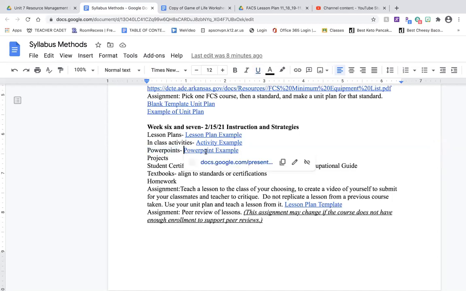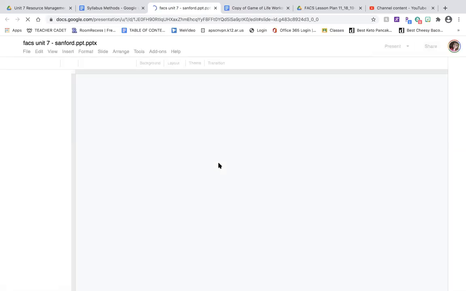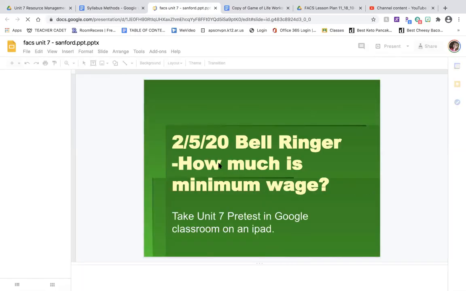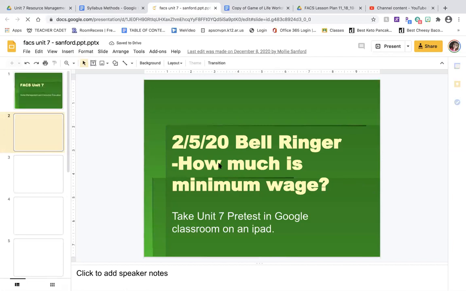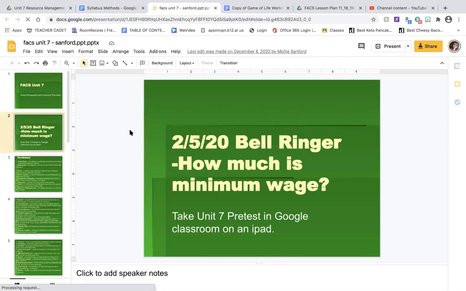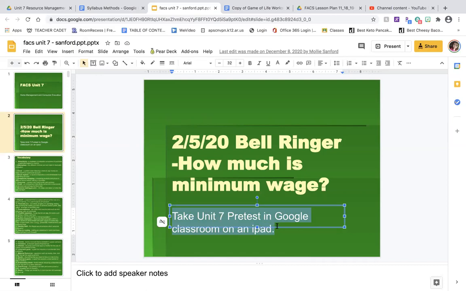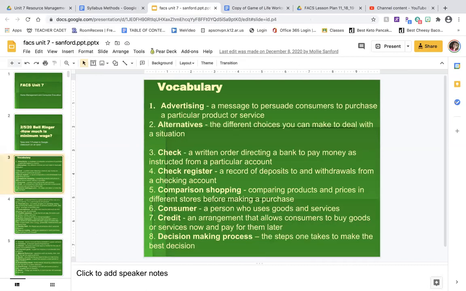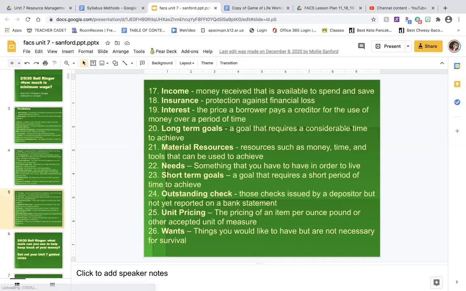PowerPoints, depending on your teaching style or technique or how you like to present information to learners, is up to you. I have a PowerPoint that helps me every day. I have one PowerPoint for every unit, and this is my Unit 7 PowerPoint, and I'm still going over the same Unit 7 we've been talking about. There's my bell ringer, and I put information or directions up there for them. There's all my vocab I'm going to go over with them, and then that's the end of the day.